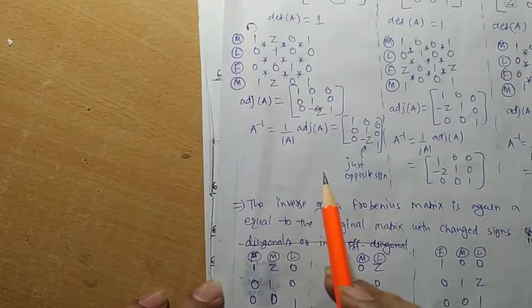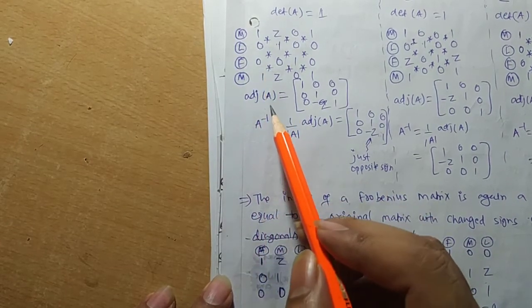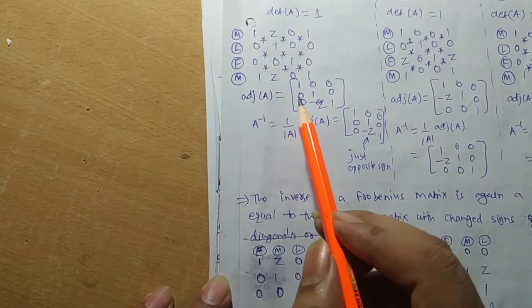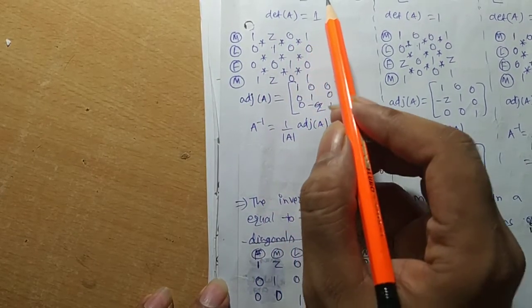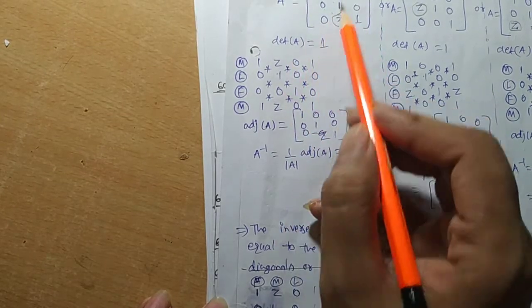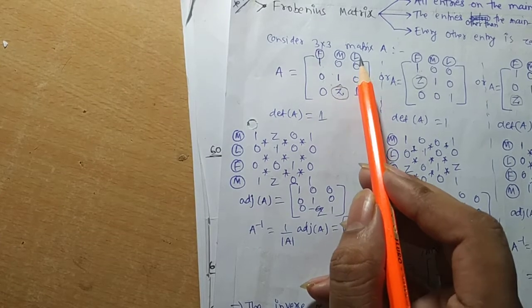So how do we find the inverse? Do you know the simple MLFM rule? You don't need to find the adjoint of A separately, because the MLFM rule directly gives the adjoint of A. So what is MLFM? This is first, middle and last column. You mark the first column, middle column, last column.